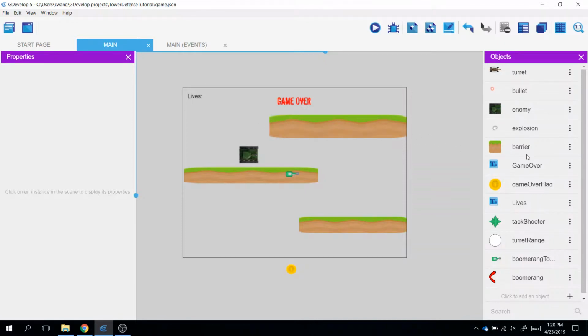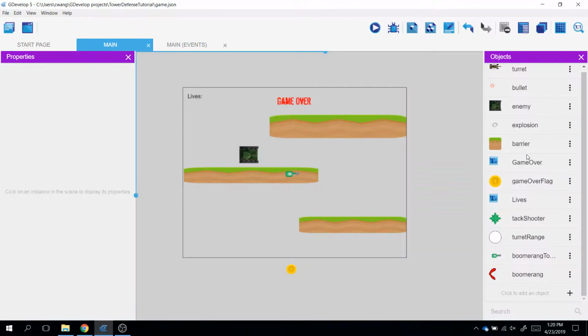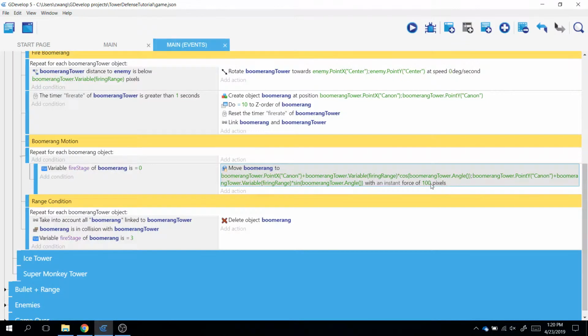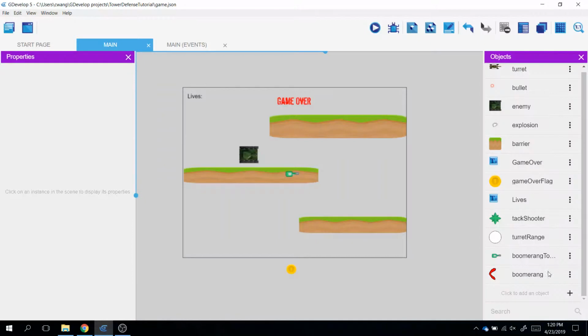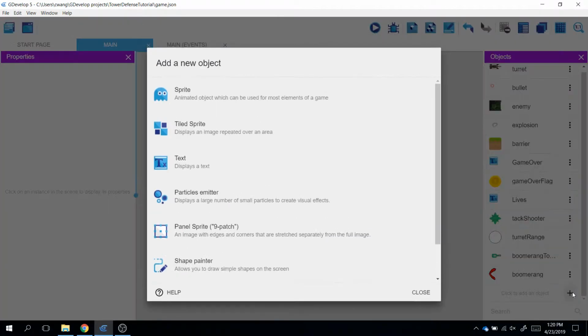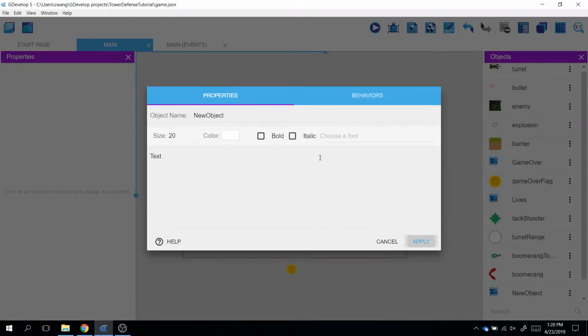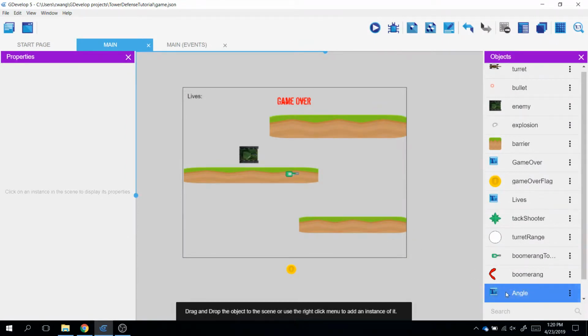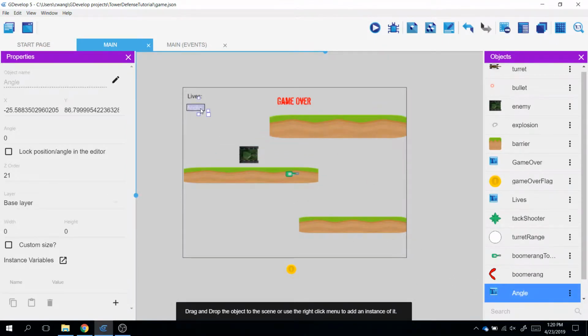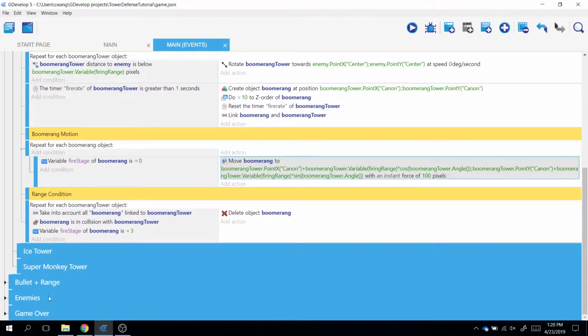Now to debug this problem, I looked at some other ways of showing the values. Basically, we want to see the value that this is returning. How can we do that? Well, we can do that with a text object. So I'm going to go ahead and make a text object. I'm going to call this maybe angle, and the text will be angle is something. I'm going to drag this on, and I'm going to modify this text.